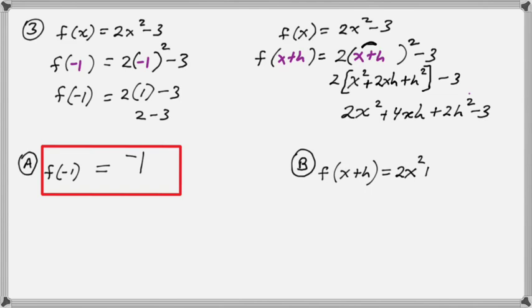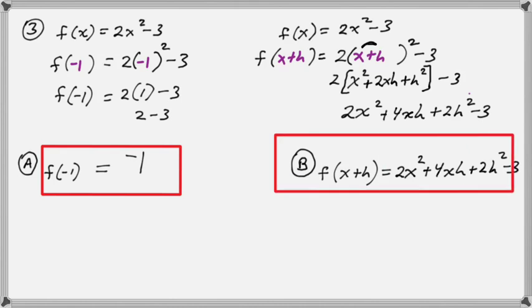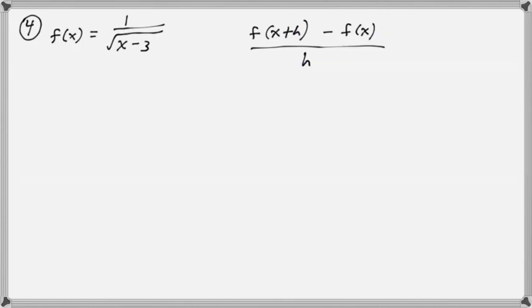I don't think there's any like terms to combine. Plus 2h squared and minus 3. So that would be the result for part B. Okay, we're on to number 4. This is probably going to be one of the harder ones.